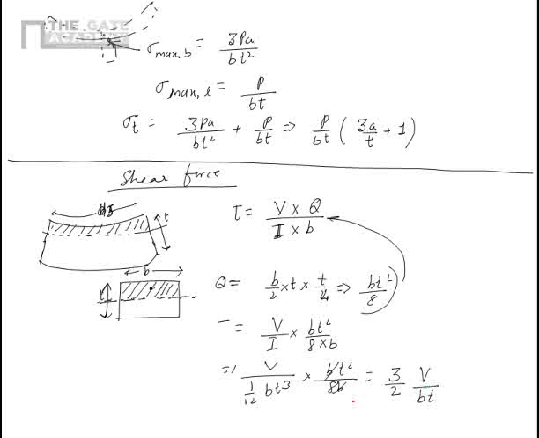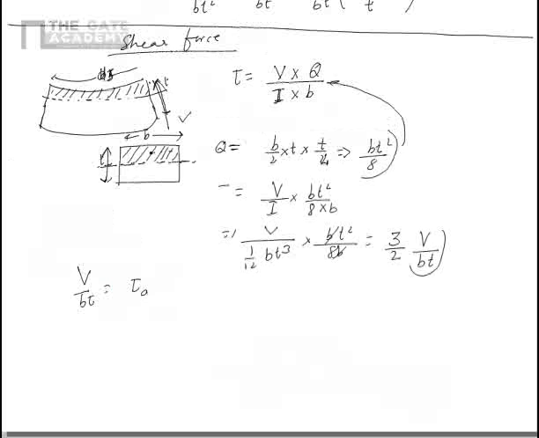Now let's see what is V upon Bt. So if I have the shear force which is like this, V upon Bt is a sort of average shear stress in the cross section. So the maximum shear stress is 3 by 2 times average shear stress in the rectangular cross section.